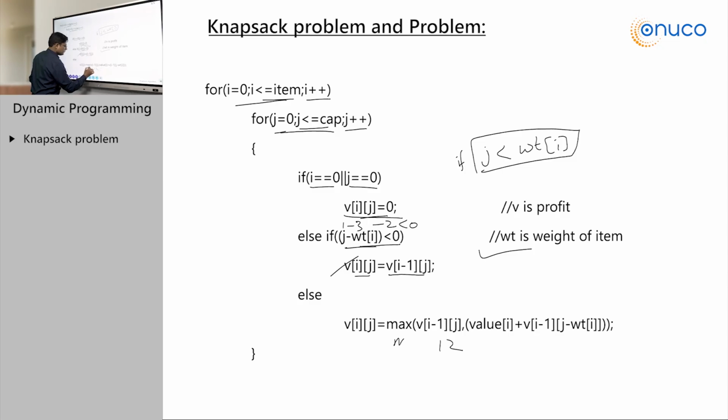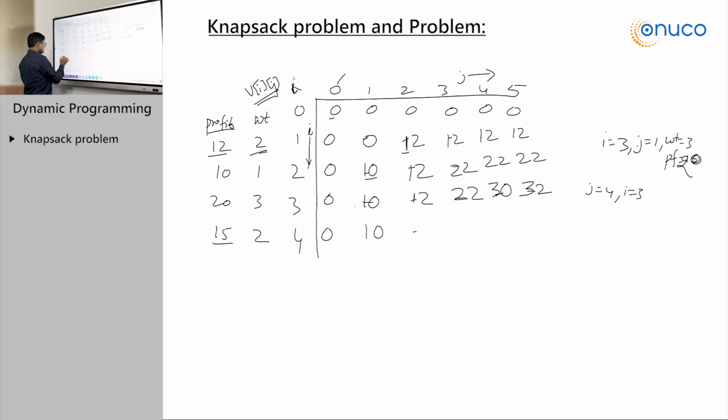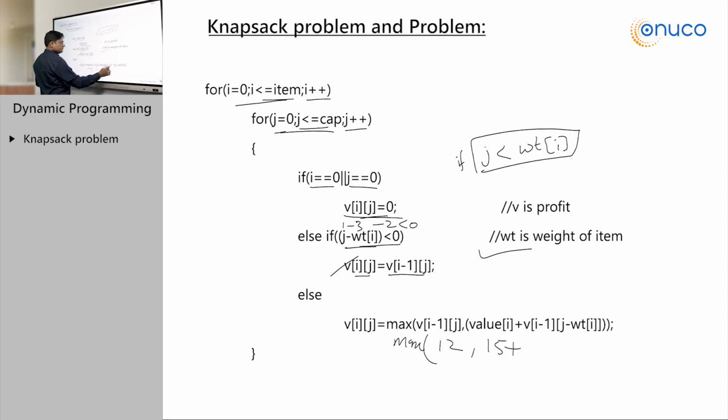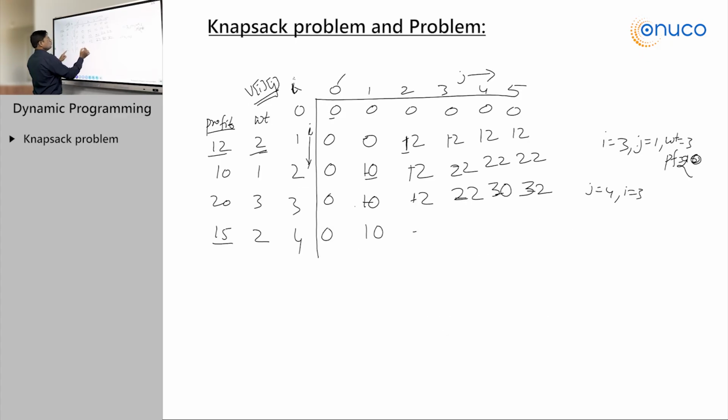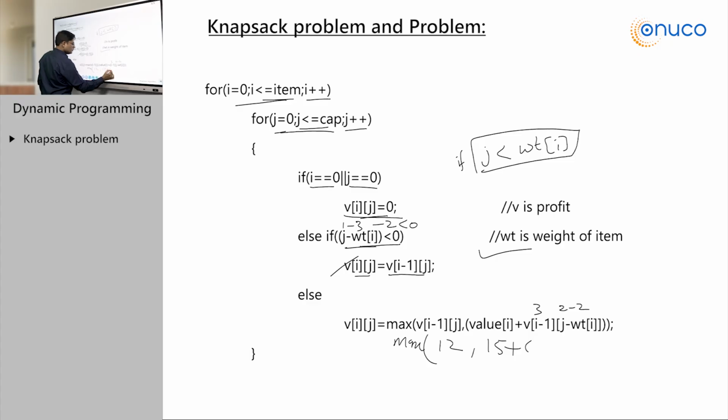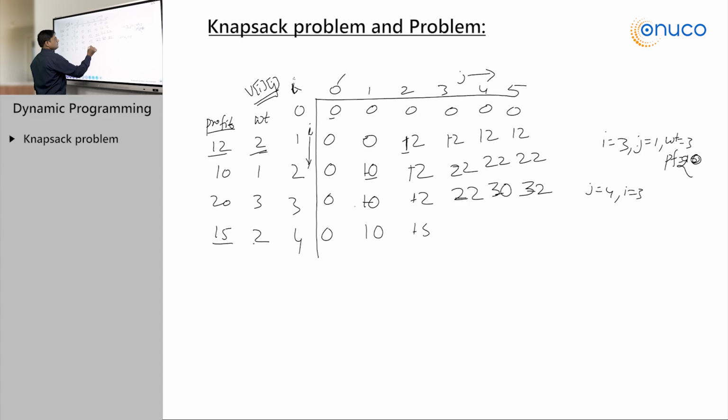So, we are going to find the max of 12, comma, the value of I, the current value of I is 15. Now, plus V of I minus 1, 4 minus 1 is 3, J minus W of I, 2 minus 2 is 0. So, previous row, 0th column. What is the value? 0. Which is greater? 12 is greater, or 15 is greater? Of course, 15 is greater. So, you are going to write 15.